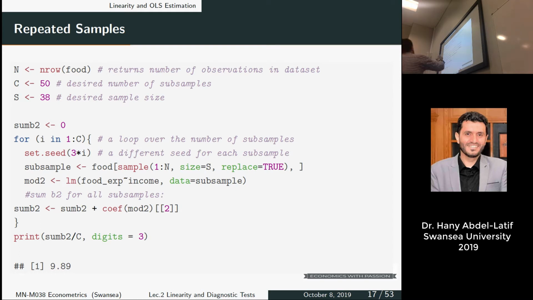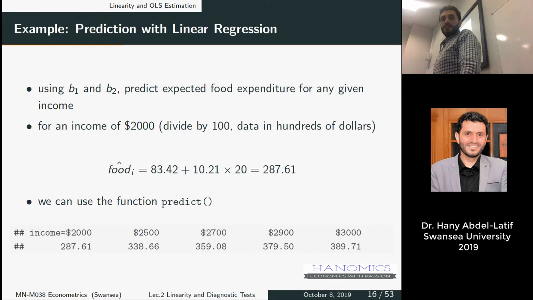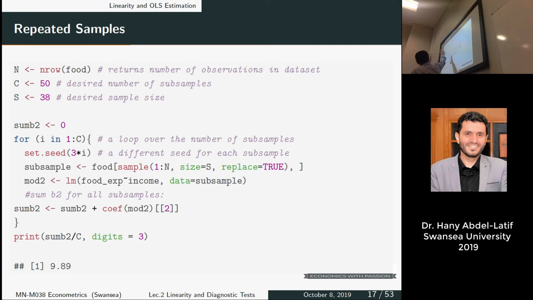The idea here is, do you remember what I said about every time you withdraw a sample, you will get a different estimation for betas? So these numbers here will be different. If I change the sample, I will have a different number. And that's exactly what I did in this code. I asked R to draw 38 observations every time, and then to estimate the model. I want this to repeat 50 times, so I drew the sample 50 times.